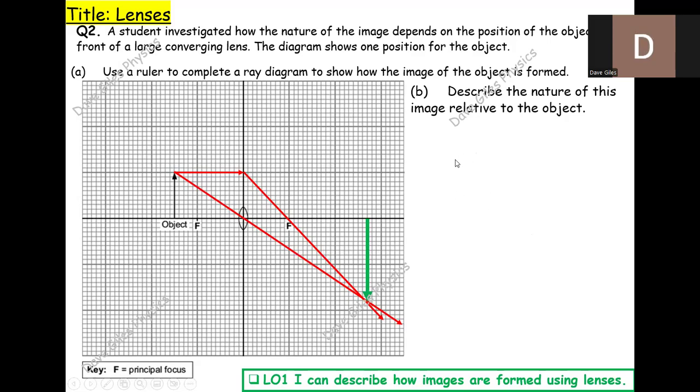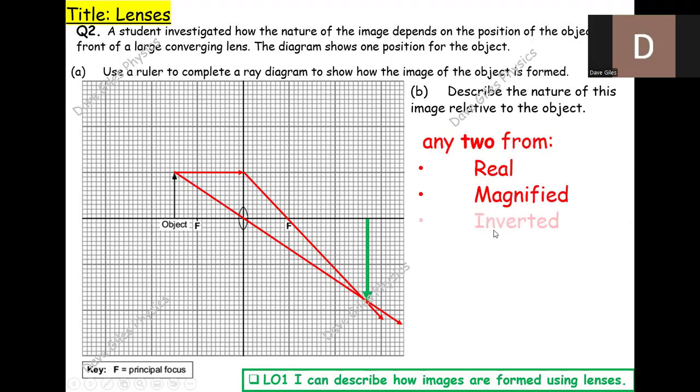Describe the nature of this image relative to the object. So you can see it is on the right side, so the opposite side of the object. So it's real, it's bigger, so therefore it's magnified, and it's inverted.